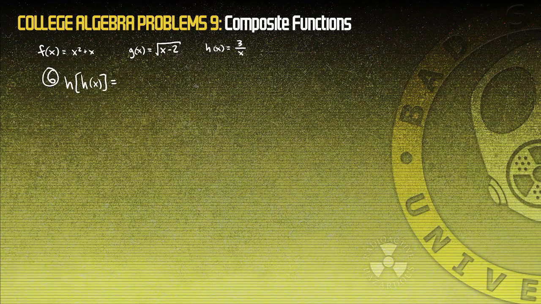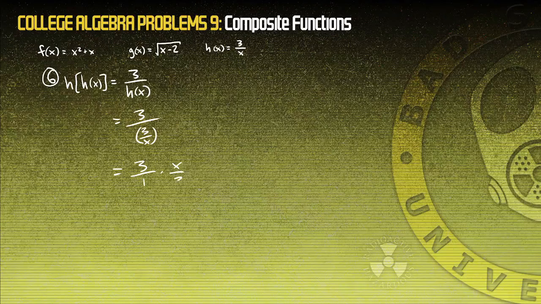For number 6, we have h of h of x. So it's going to be 3 over h of x, which equals 3 divided by 3 over x. So that's going to be the same thing as saying 3 over 1 times x over 3, because when you're dividing by a fraction you can reciprocate it, or flip it, and the 3's are going to divide out, so that's just going to equal x.